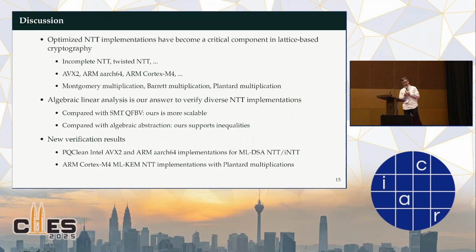So to conclude, optimized NTT implementations have become a critical component in lattice-based cryptography. There are various NTTs, like incomplete NTT, twisted NTT, and maybe NTT with Good-Thomas. They are implemented on various architectures, such as AVX2, AArch64, Cortex-M4, and so on. And they have different modular reductions implemented, such as Montgomery, Barrett, and Plantard multiplications.